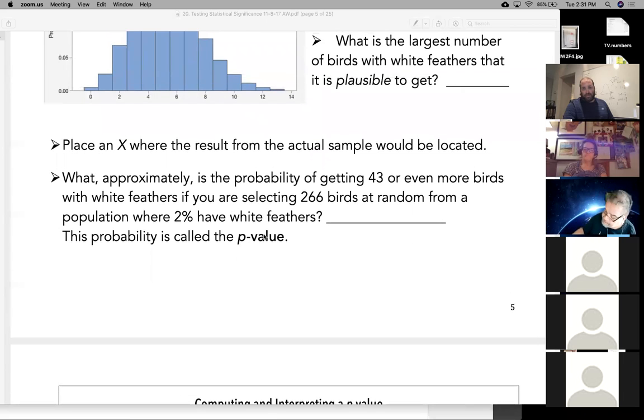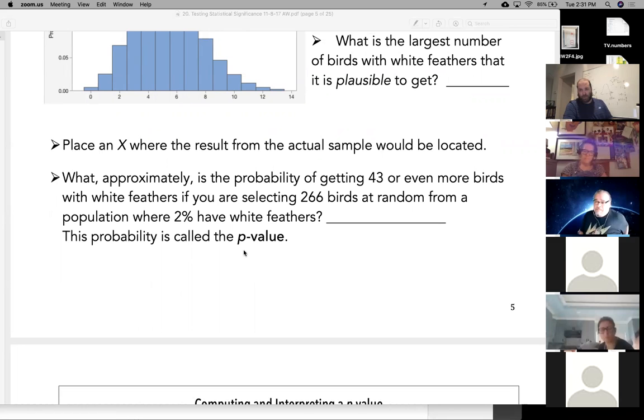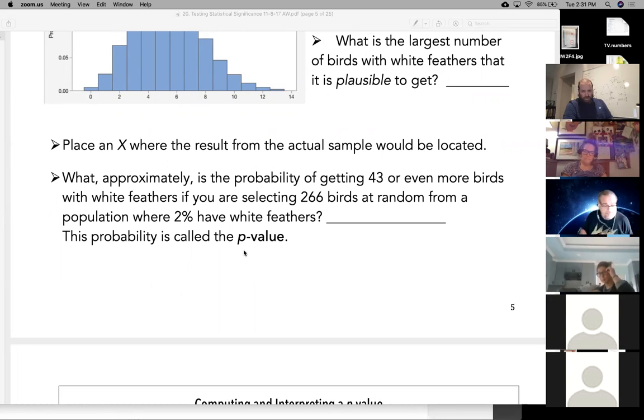That probability, by the way, of getting what you got or even something bigger is called the p-value. The p-value at the end of the day is what we are going to be calculating to determine whether or not the results of our experiments are plausible or not. In this case, our p-value is so small, in fact, I can't even tell you what it is exactly.